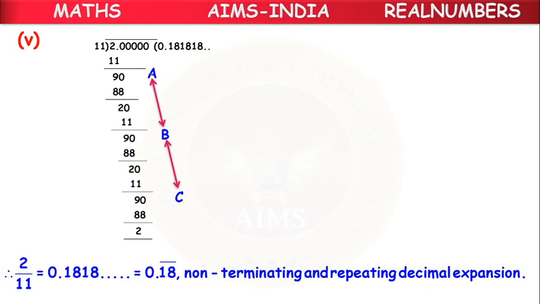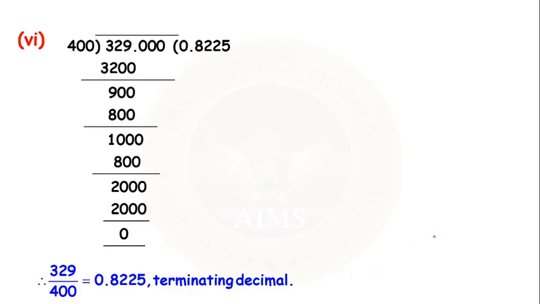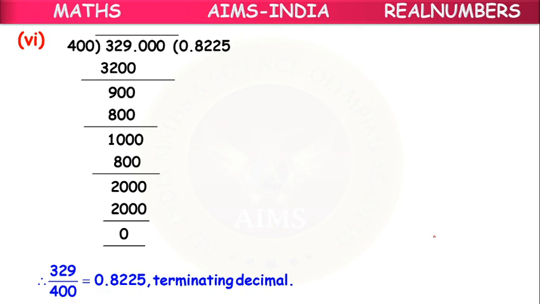So what does it mean? From A to B, B to C means this 90, 90, this all repeating. Same process is going on. So this 18, 18, 18, these two decimal places, they are repeating. So 0.18 bar, we can represent it as 0.18 bar, which means non-terminating repeating decimal expansion. Like that, this is an example of terminating. This question is an example of terminating decimal expansion.